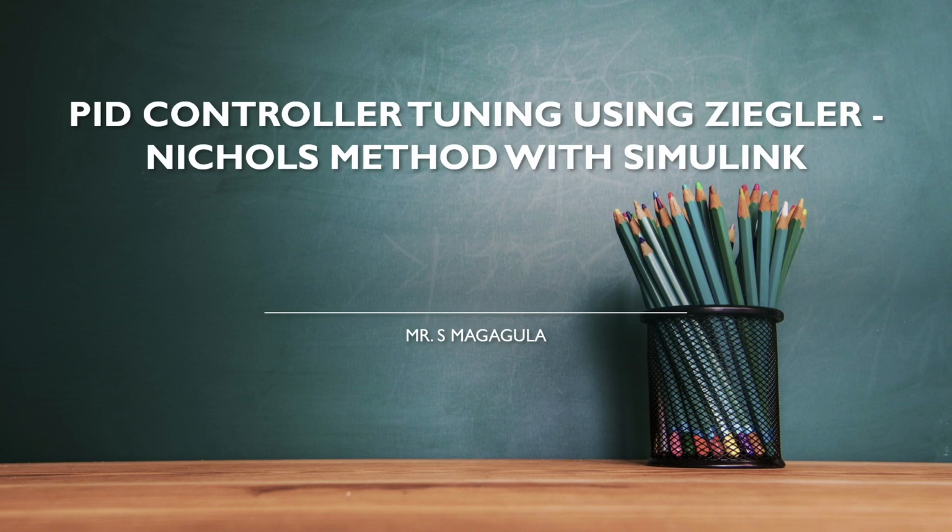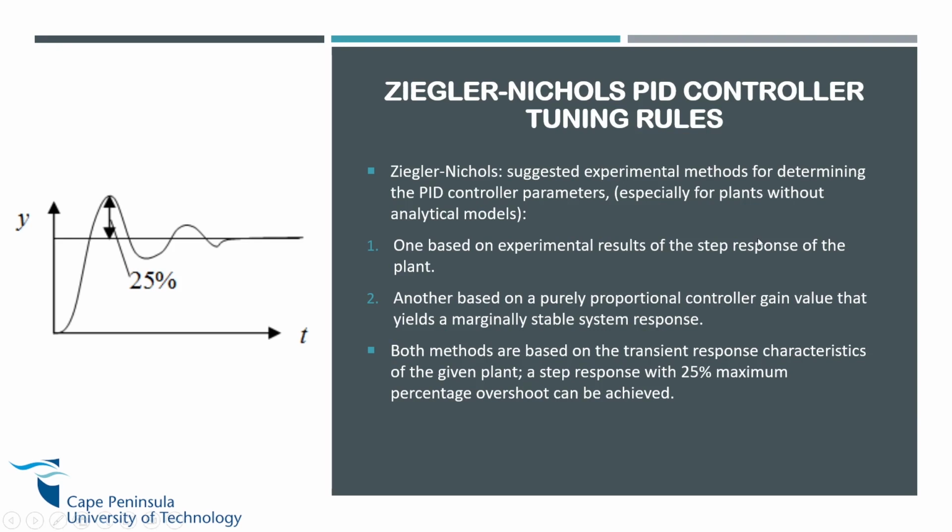on our Matlab modeling. These are the rules regarding our Ziegler and Nichols PID control tuning rules. They suggest an experimental method for determining the PID controller parameters, because we need to determine the parameters, especially when we have a plant where we don't know the plant parameters. So for us, we do this experimental method to determine these parameters, as we know that a PID has your P, your I, and a D.